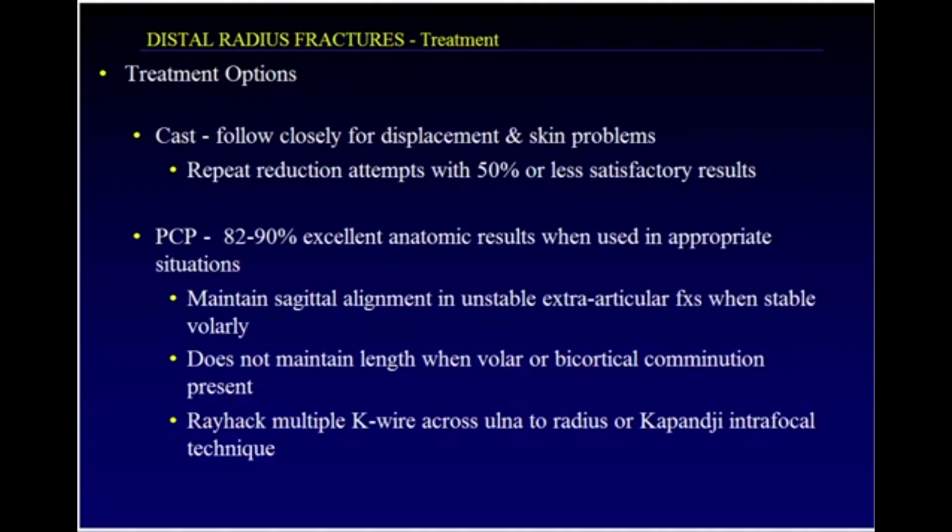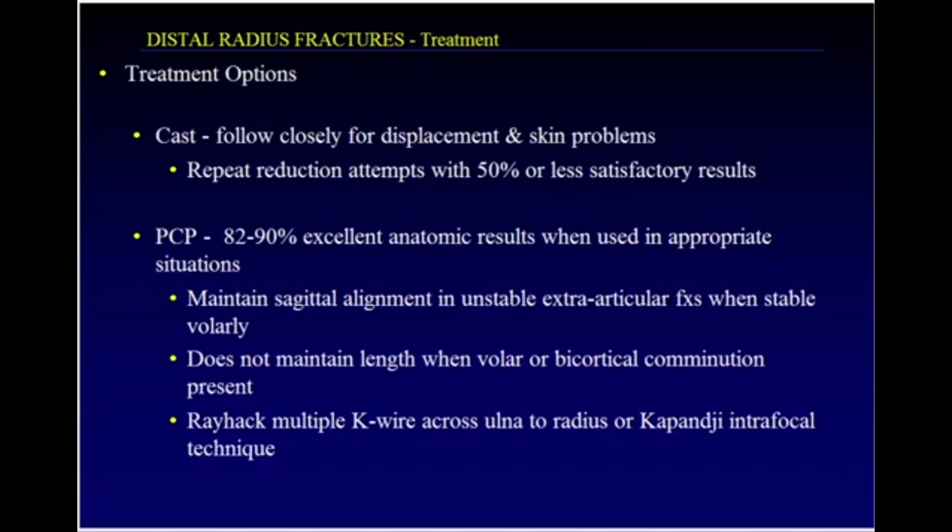If you have a patient that you're treating closed and the patient loses reduction, repeat closed reduction of those injuries is associated with 50% or less satisfactory results. So in other words, if you have a patient that you treat closed, they lose their reduction, and their alignment is now unacceptable, that would be an indication for surgical intervention.